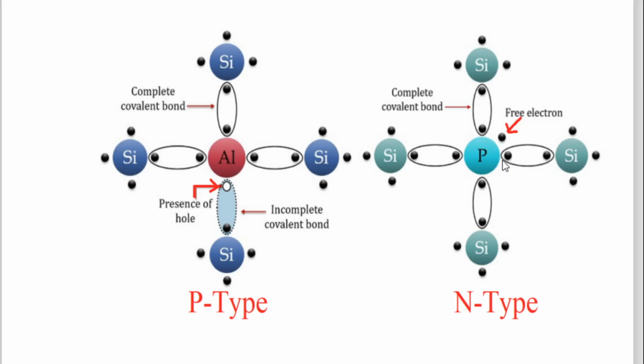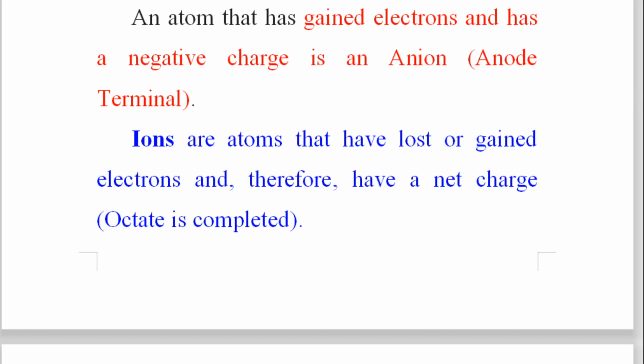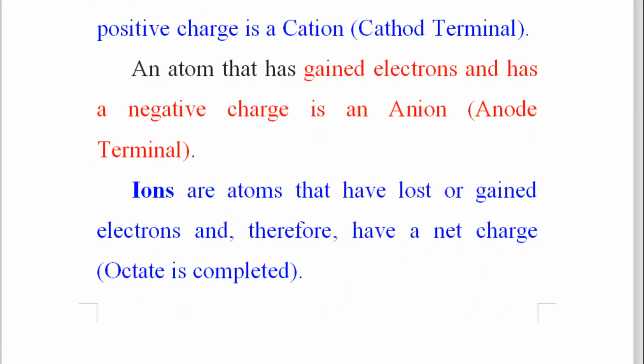How is the octet completed? 4 electrons from the phosphorus atom are shared with the 4th electron, and the octet is completed. Upon gaining, the aluminum atom will complete its octet. How? Of these 3 electrons of aluminum, one is from gaining the electron, and 4 are shared electrons with the silicon. Therefore, upon migration of the electron from n-type material to p-type material, these atoms become stable, and stability causes the atom to be converted into an ion.